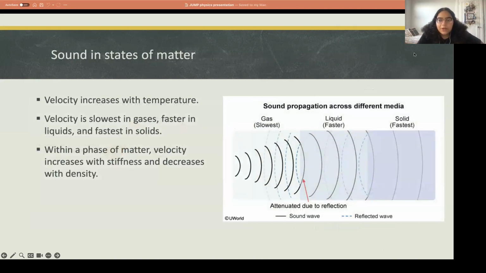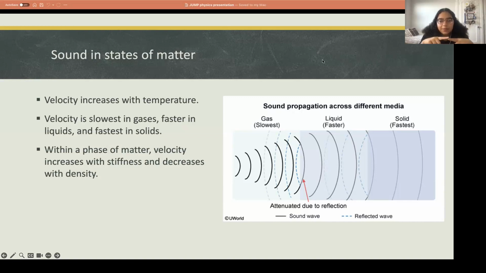You might want to know about the motion of sound in different states of matter. Sound needs a medium to move across, which light doesn't. The velocity of sound increases with temperature, so it moves faster when it's hotter. It also increases if the phase of matter is denser. It's slowest in gases, faster in liquids, and even faster in solids. So solid would be the fastest.